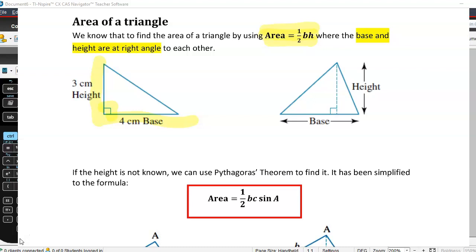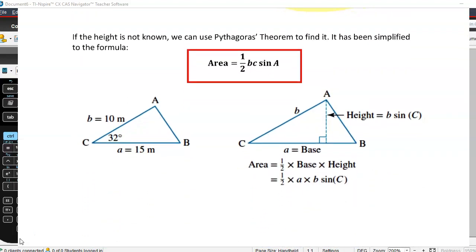And then even in this triangle, where it's not a right angle triangle, we get told the height and the base. So essentially, in finding the area of a triangle, we need to know the base and the height. The height is always right angles to the base. So you need to know those two measurements.